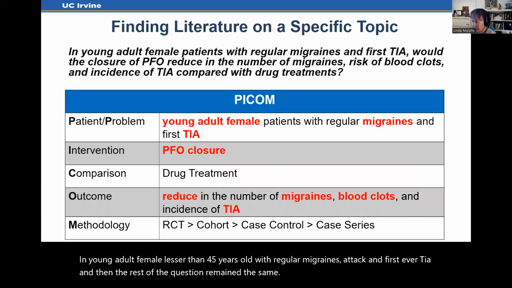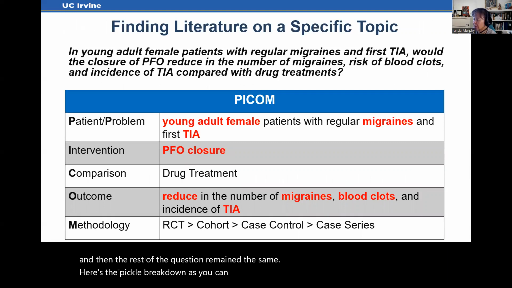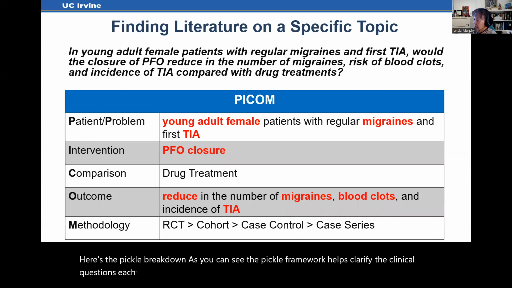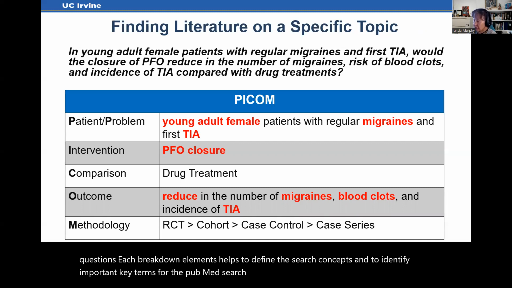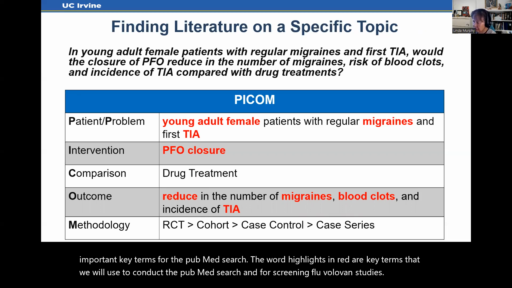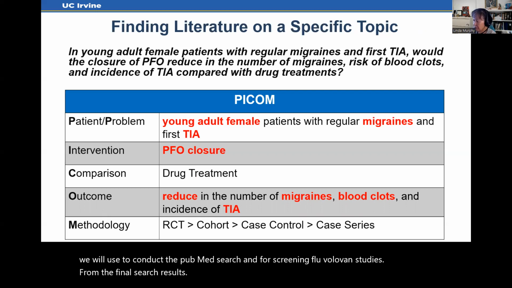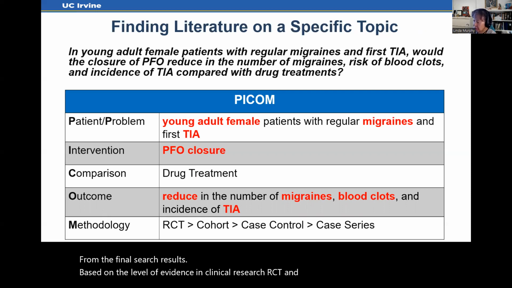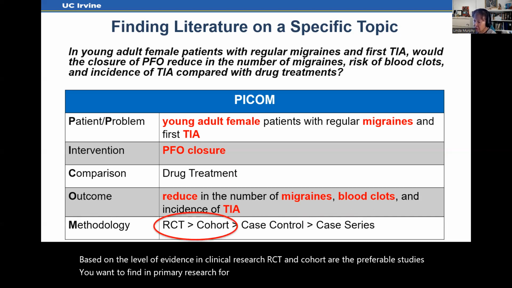Here's the PICO breakdown. As you can see, the PICO framework helps clarify the clinical question. Each breakdown element helps to define the search concepts and to identify important key terms for the PubMed search. The words highlighted in red are key terms that we will use to conduct the PubMed search and for screening from the final search results. Based on the level of evidence in clinical research, RCT and cohort are the preferable studies you want to find in primary research for treatment and prevention questions.